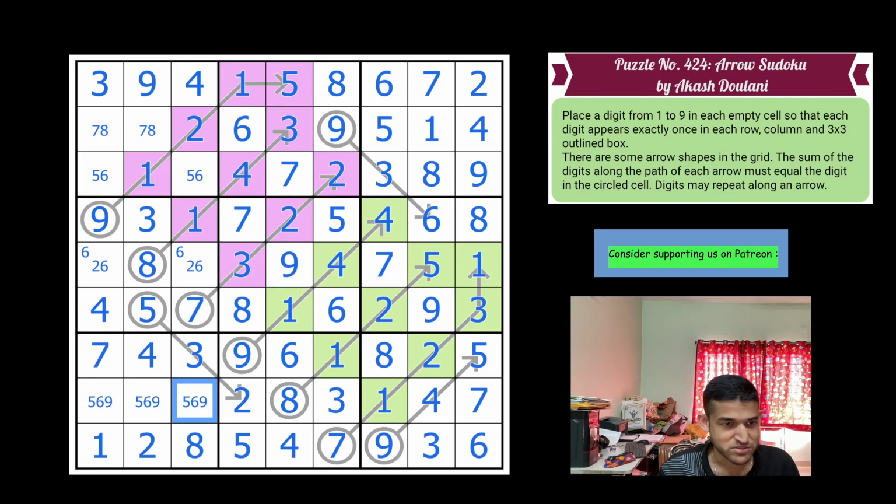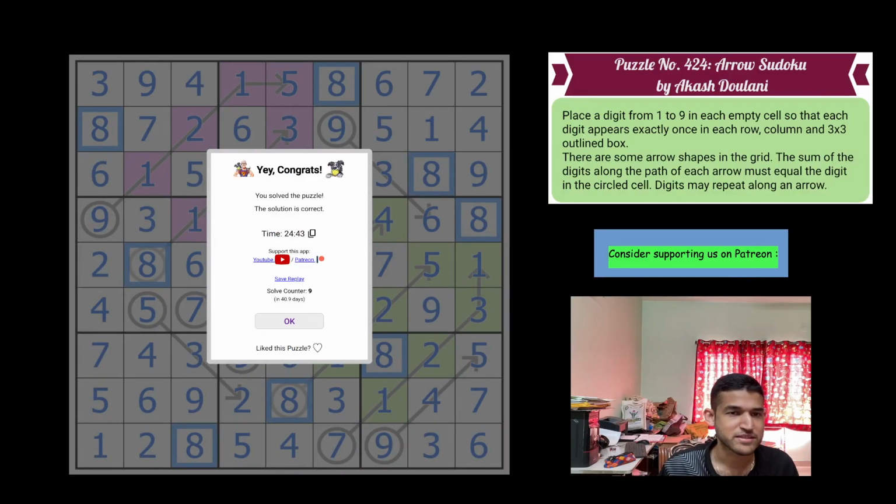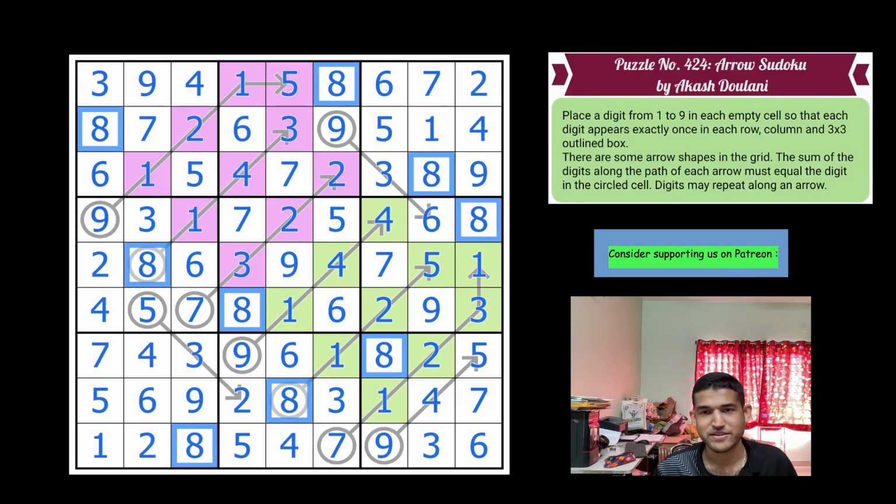9 goes here. This would be 5, 6. And that 5 gives a 6 here and a 5 here. That 5 gives a 6 here, a 5 here. So 2 gives a 6 here and a 2 here. So 7 and 8. And with that, we have completed this one of a kind arrow Sudoku from Akash.